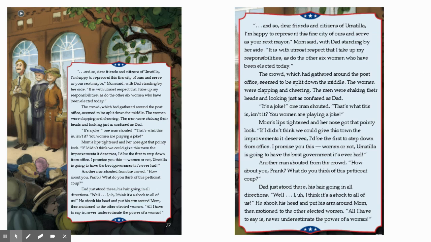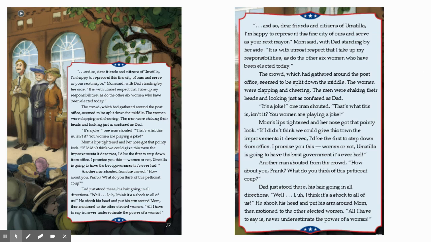"It's a joke," one man shouted. "That's what this is, isn't it? You women are playing a joke." Mom's lips tightened and her nose got that pointy look. "If I didn't think we could give this town the improvements it deserves, I'd be the first to step down from office. I promise you this, women or not, Umatilla is going to have the best government it's ever had."